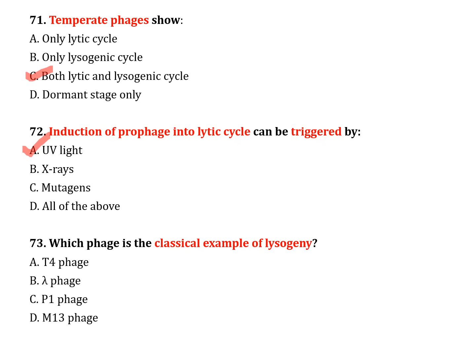The next question, number 73: Which phage is the classical example of lysogeny? Option A, T4 phage; option B, lambda phage; option C, P1 phage; option D, M13 phage. Correct answer is option B, lambda phage.